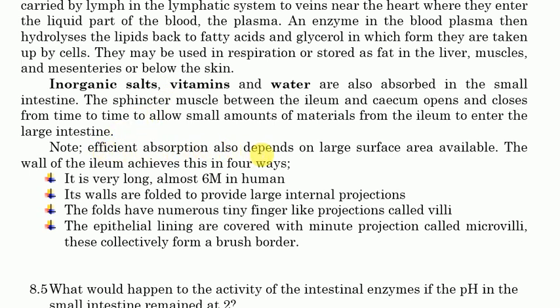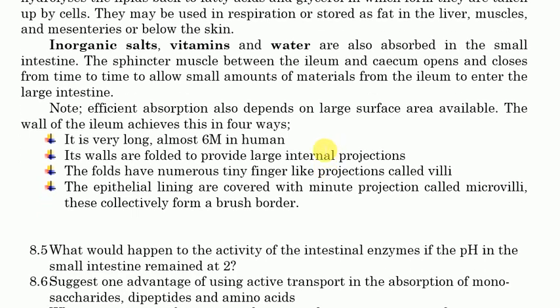Now note, efficient absorption also depends on a large surface area being available. And the wall of the ileum achieves this in four ways. How does the wall of the small intestine achieve a large surface area to volume ratio? First, it is very long, almost six meters. Then it has folds, which provide large intestinal projections. The folds have numerous tiny finger-like projections called villi, and the last adaptation is the presence of microvilli at the surface of the villi. Microvilli are very minute projections that also help in the process of absorption.